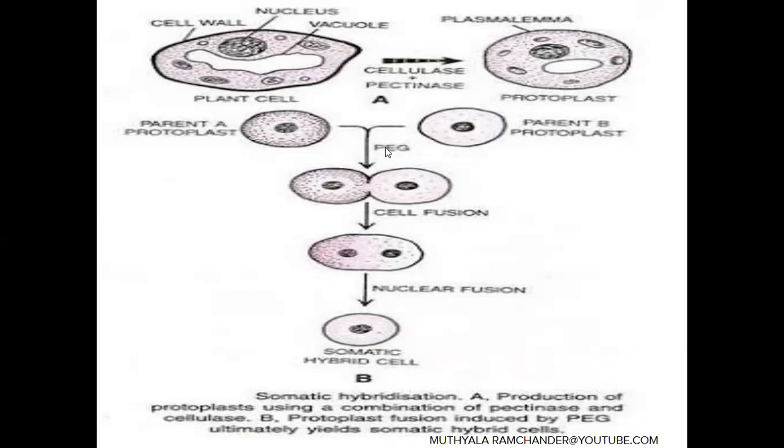They are treated with PEG, polyethylene glycol chemical. These chemicals mainly help in the fusion of two different protoplasts. See here, it is fusion of protoplasts to form new hybrid cells. Hybrid cells contain a hybrid nucleus and hybrid cytoplasm to form one somatic hybrid cell. These somatic hybrid cells are cultured on the nutrient medium. We can produce new hybrid plants, and those hybrid plants contain the characters of both parents.